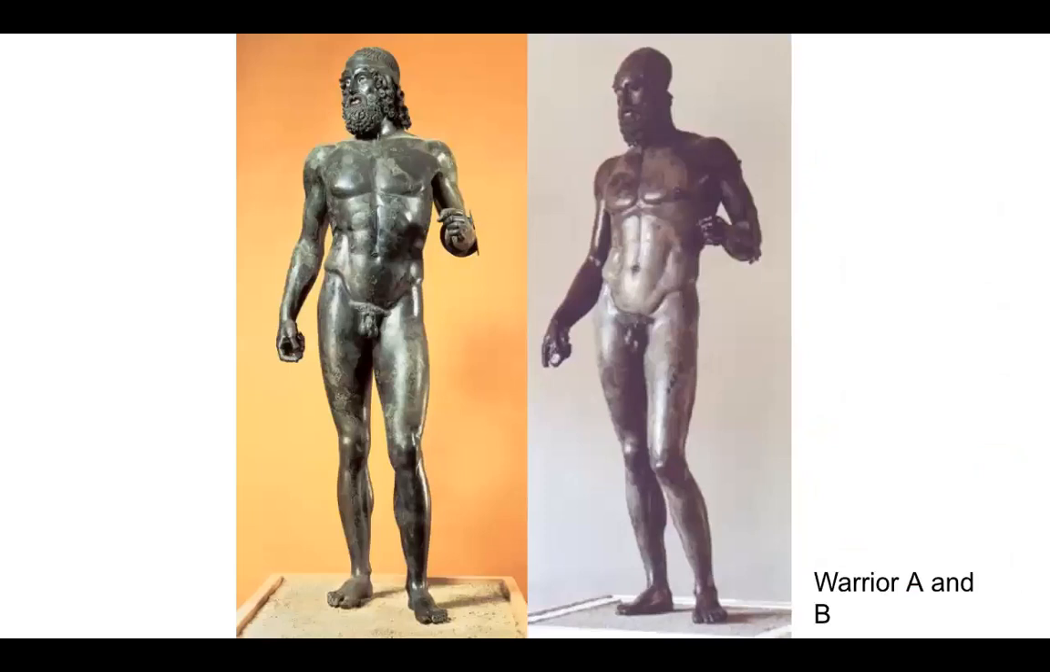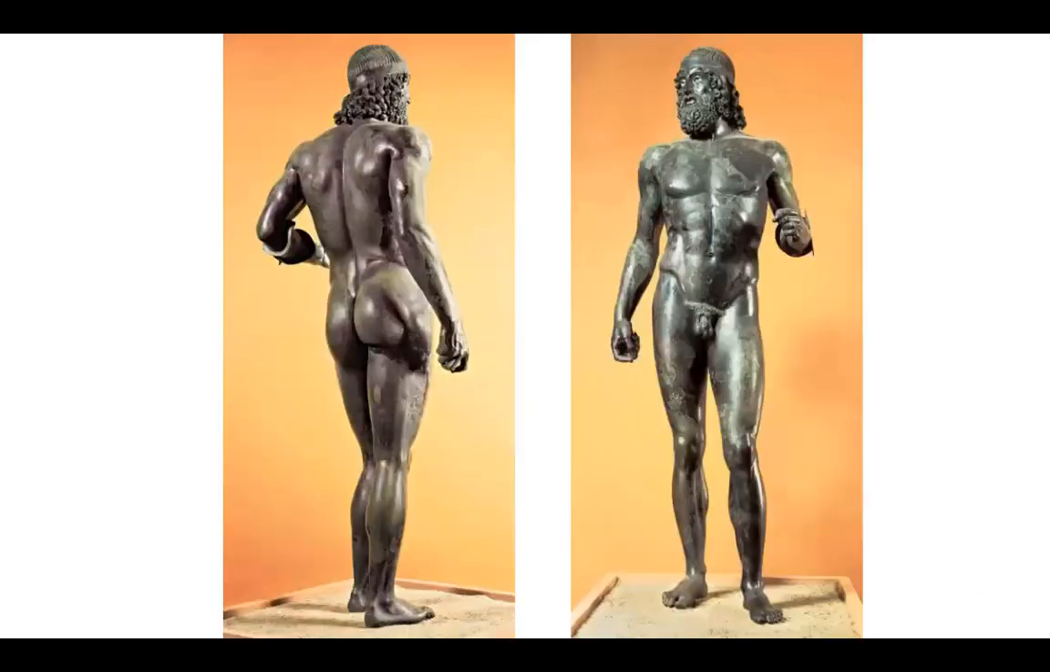These are called the Riace warriors, warrior A and B. They were found in a shipwreck off the peninsula of Italy. And these are more like classical bronzes. They have that contrapposto with idealized body.